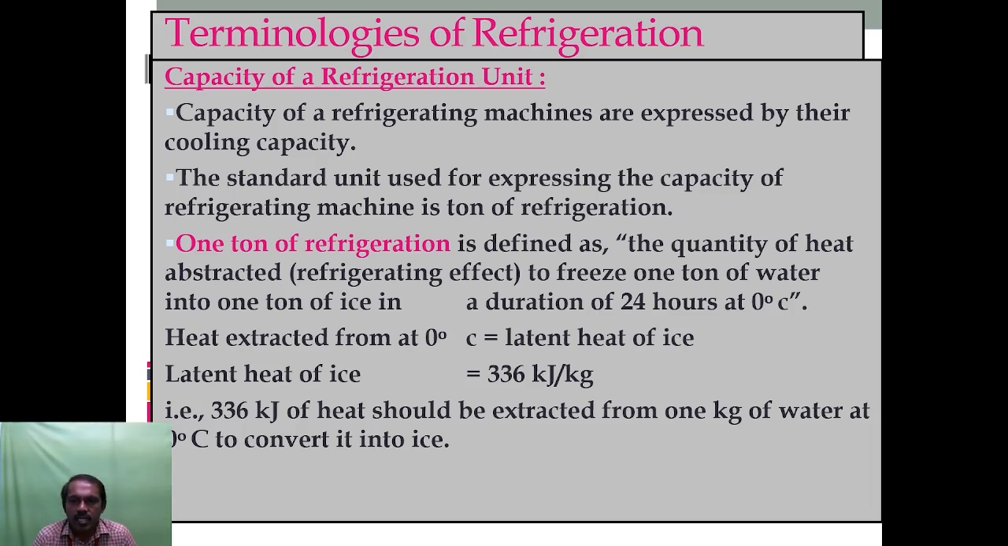What is 1 ton of refrigeration? It is the quantity of heat extracted to freeze 1 ton of water at 0 degrees Celsius over a duration of 24 hours. The latent heat is 336 kilojoule; this heat should be extracted from 1 kg of water at 0 degrees Celsius to convert it into ice.